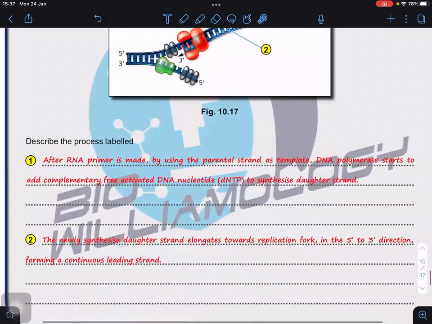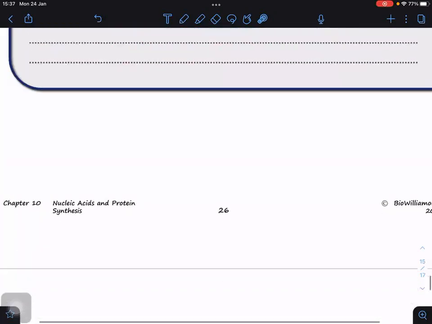So after the RNA primer is made by using the parental strand as template, DNA polymerase starts to add complementary free activated DNA nucleotides to synthesize a daughter strand. Okay. So the newly synthesized daughter strand elongates towards the replication fork in the 5' to 3' direction, forming a continuous leading strand. So the leading strand always has no problem, because you only need to prime one time. But how about the lagging strand?